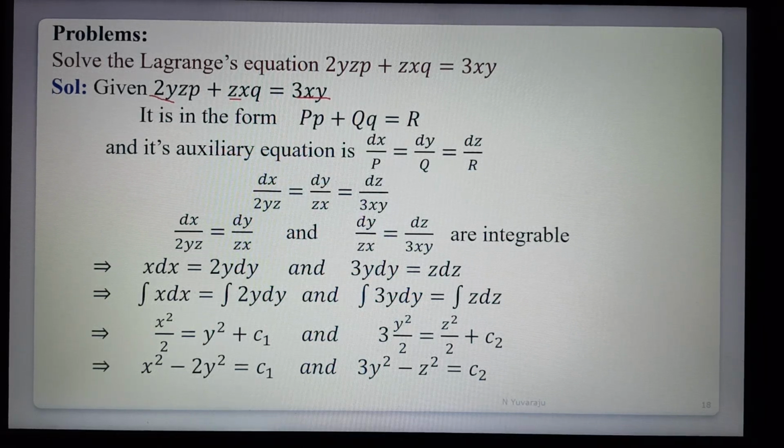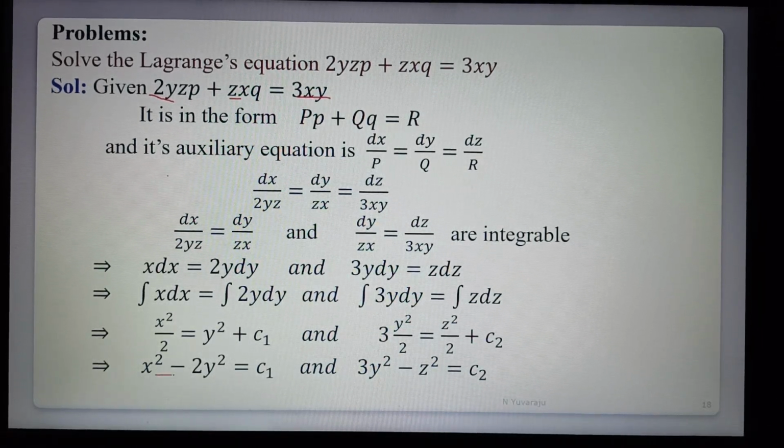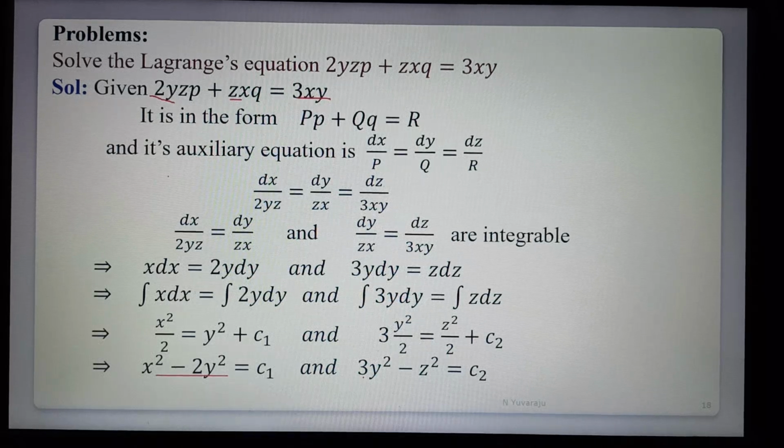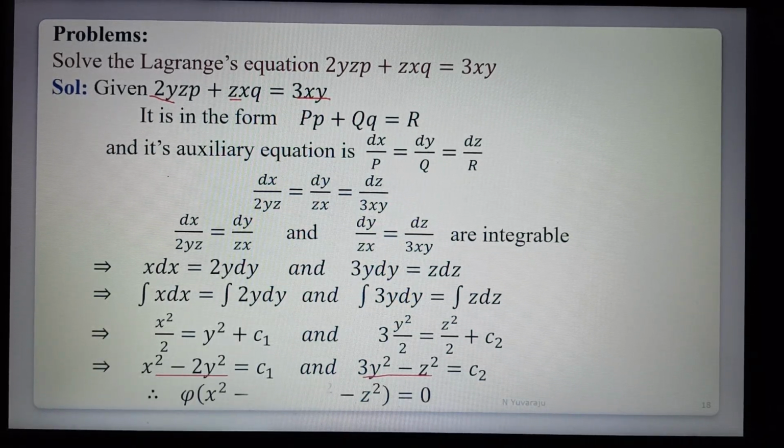See that here. This is the first solution, and this is the u and this is the v. Therefore the complete general solution is phi of u comma v is equal to 0, that is, phi of x square minus 2y square comma 3y square minus z square is equal to 0. So this is the solution of Lagrange's equation using the first method of grouping.